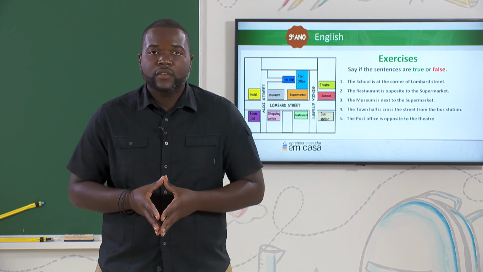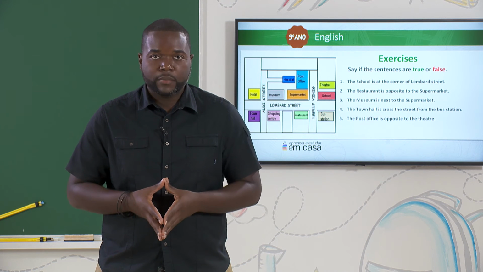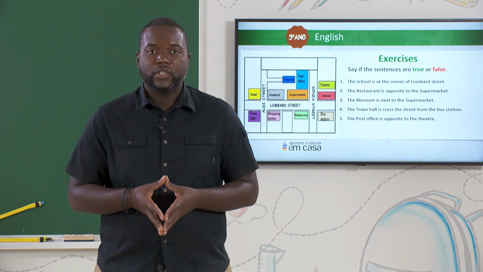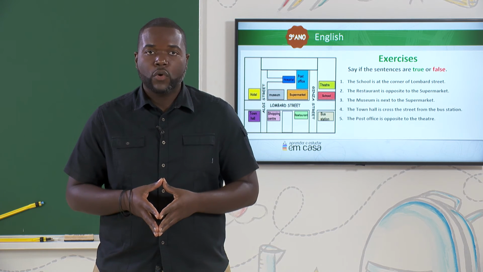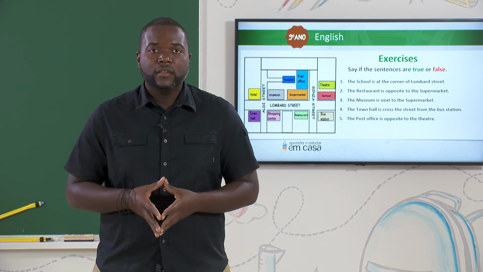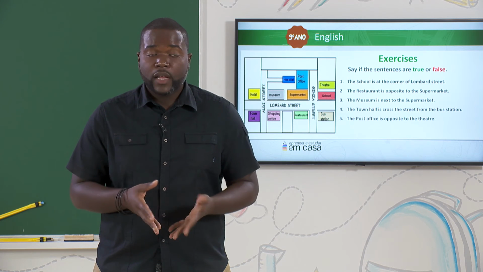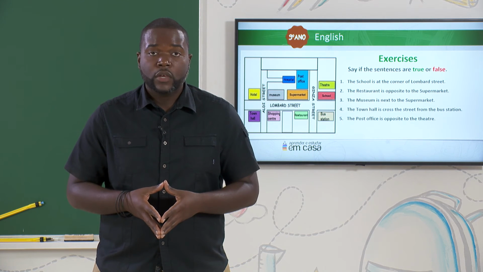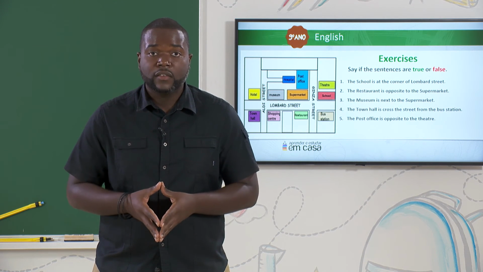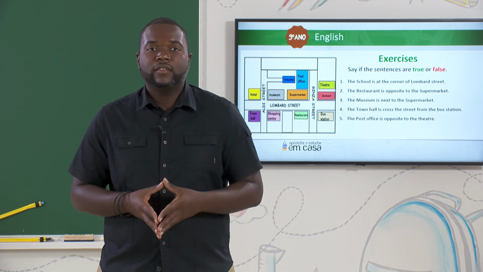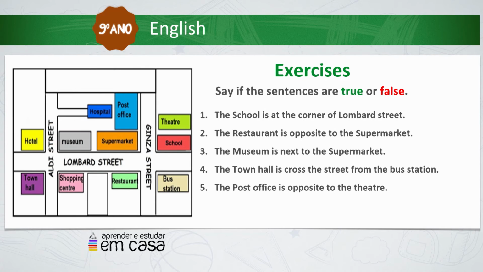All right, students, now we are going to do some exercises about today's topic, giving directions. What you have on the board is a map, and in this map you have some places around town. Well, the exercise is very easy. You are going to read the sentences and say if they are true or false. All right, let's read the sentences. Follow me.